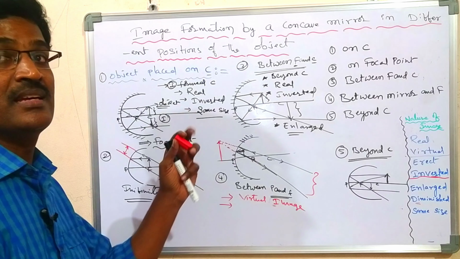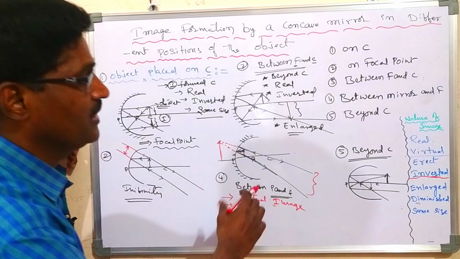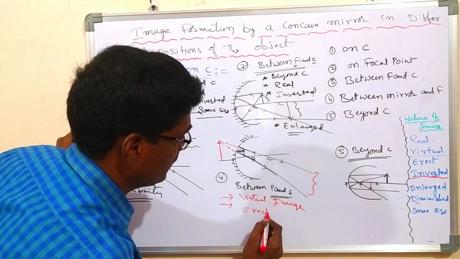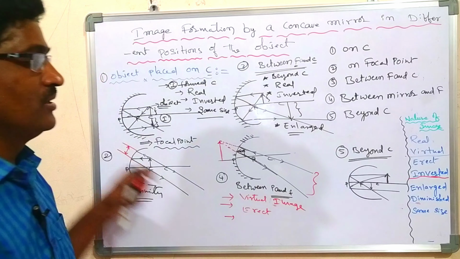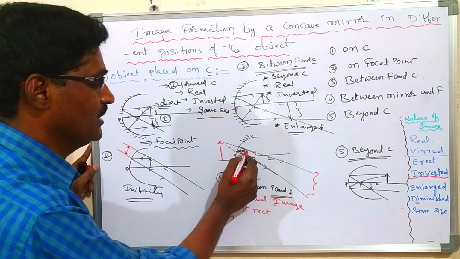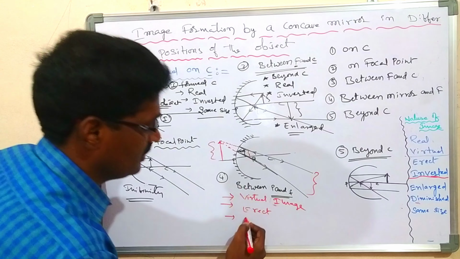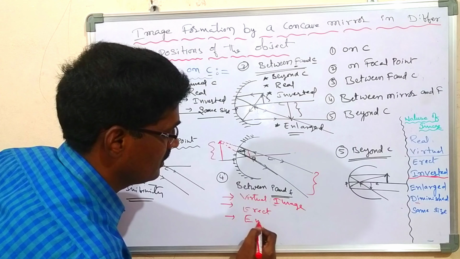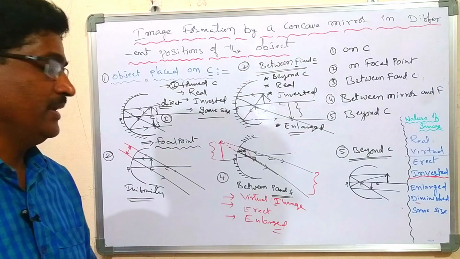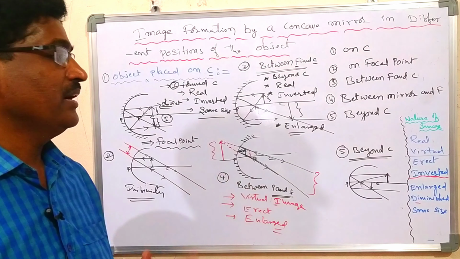Next point: erect, inverted. How does it look? It is upward. That's why this is erect. Next, enlarged or diminished or same size. When compared to the object, how does it look? Enlarged. This is the nature of the image if the object is kept between P and F.